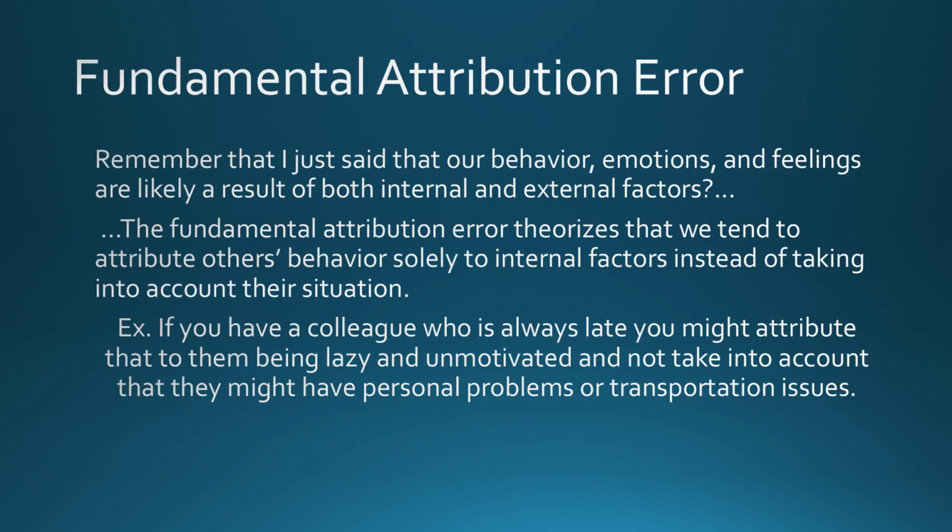Let's look at the fundamental attribution error. Remember that we just said that our behavior, emotions, and feelings are likely a result of both internal and external factors. The fundamental attribution error theorizes that we tend to attribute others' behavior solely to internal factors instead of taking into account their situation. So when we look at someone else's behavior, we attribute that to their internal factors, oh, well, that's their personality, that's just their temperament, instead of taking into account their situation. For example, if you have a colleague who is always late, you might attribute that to them being lazy and unmotivated and not take into account that they might have personal problems or transportation issues.